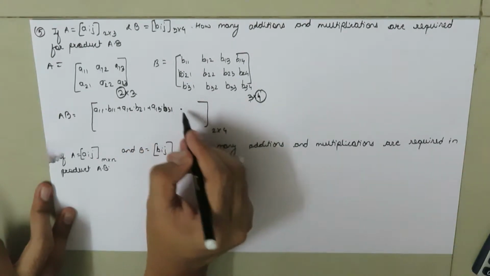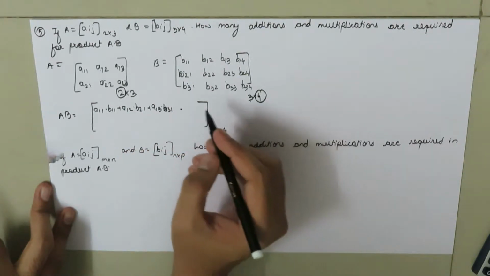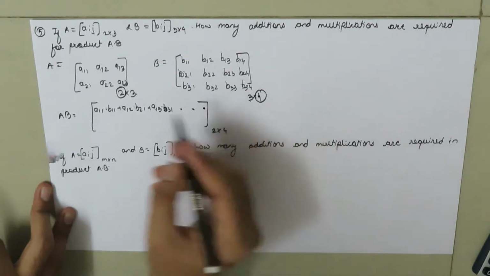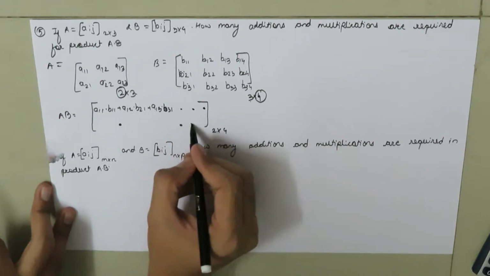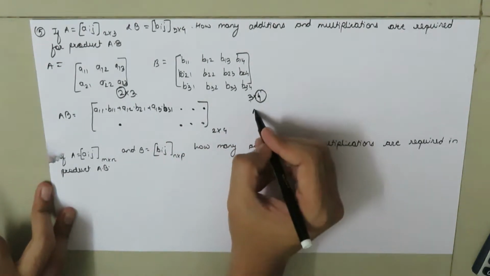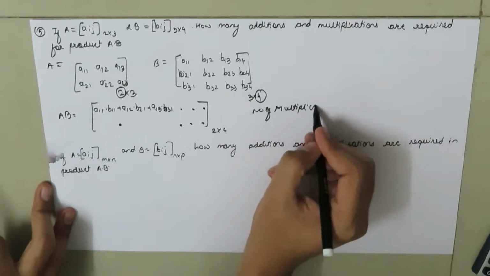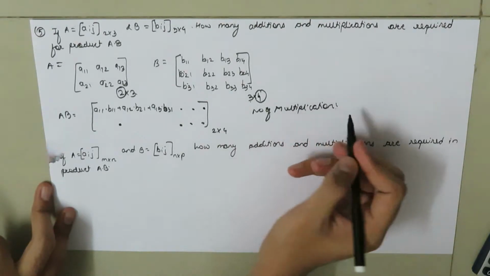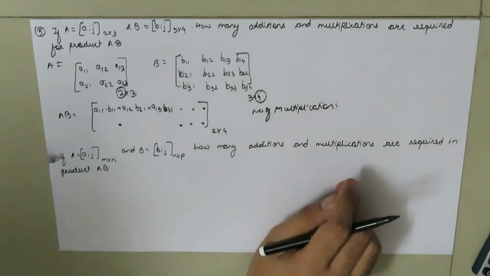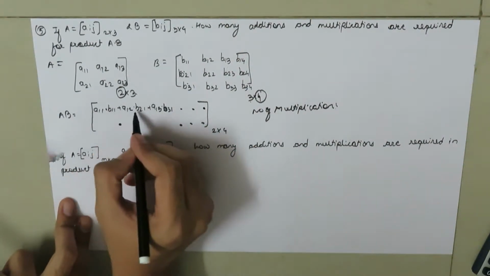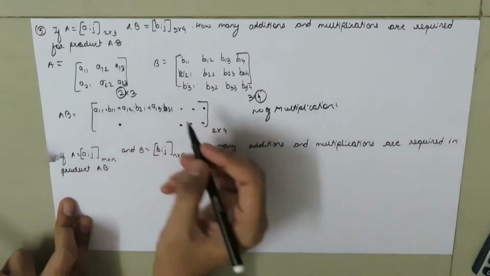So this will be again 2 rows and 4 columns. So these are 1, 2, 3, 4, and this should be 1, 2, 3, 4. So the number of multiplications in this case will be equal to, these are 1 multiplication, 2 multiplication, 3 multiplication.